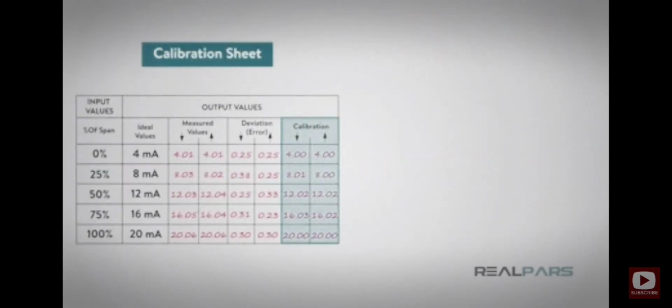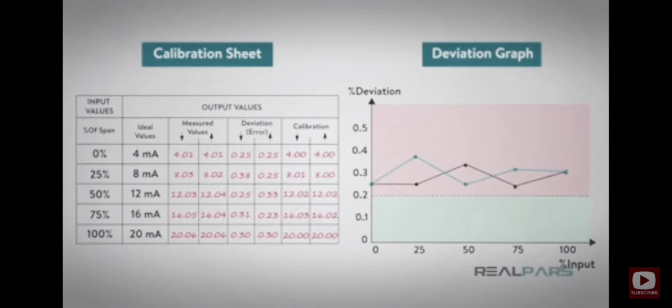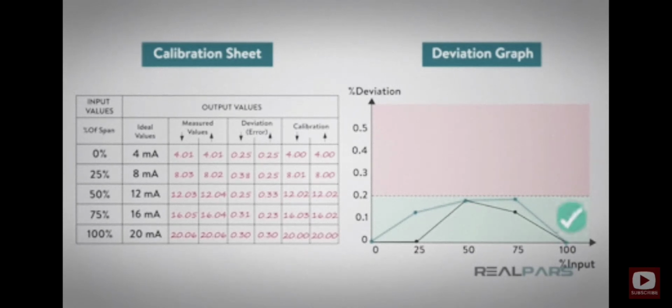After calibration, the errors are graphed once again. As with the as-found values, there is some degree of hysteresis. However, the maximum deviation has been reduced from 0.38% to 0.18%, well within the tolerance of 0.2%.